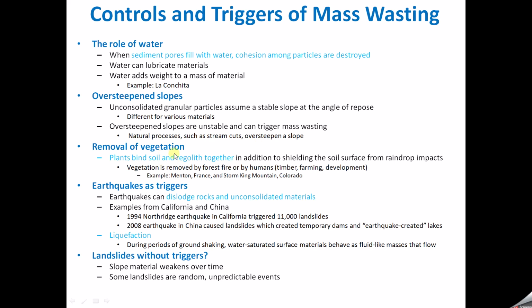Removal of vegetation. Plants bind soil and regolith together, in addition to shielding the soil surface from raindrop impacts. Vegetation is removed by forest fire or by humans. Timber farming and development cause problems of mass wasting.